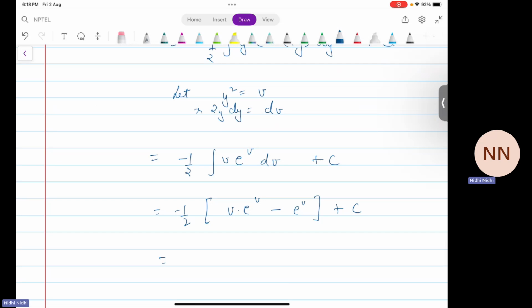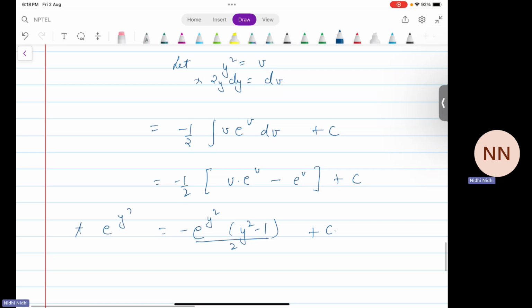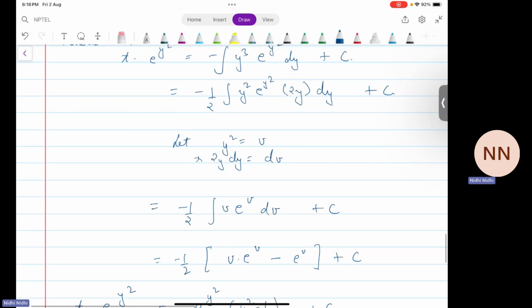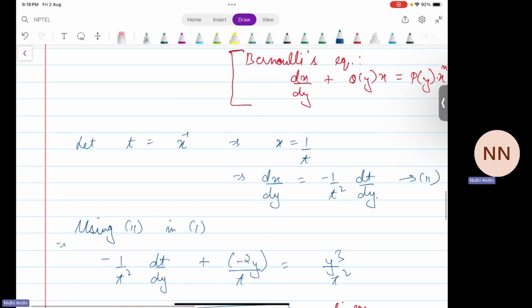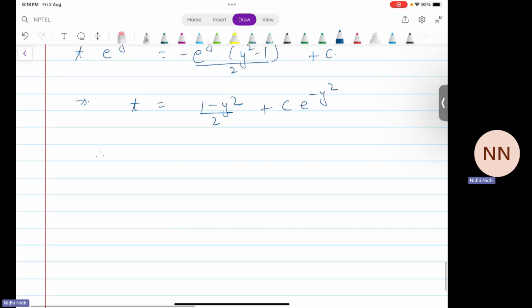Now substituting the value of v, what was v? It was y square, minus e to the power y square minus 1 by 2 plus c, and on the left hand side we had t e to the power y square. This gives us t is equal to 1 minus y square by 2 plus c e to the power minus y square. Now what was t? T was 1 by x. So our solution is 1 by x is equal to 1 minus y square by 2 plus c e to the power minus y square.